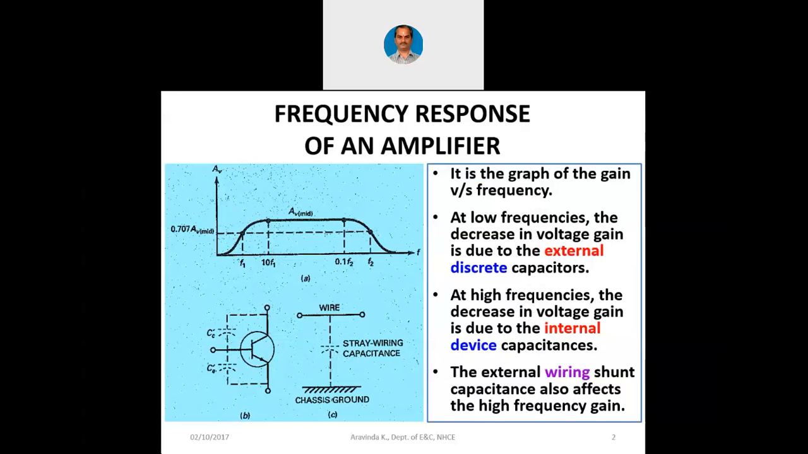In the last session, I was discussing in detail the frequency response of an amplifier, and I have put the slide here on the screen so that you will recall whatever was discussed in the last class. Let me not discuss this further because we had a very detailed discussion in the last class. Let me go to the next slide.